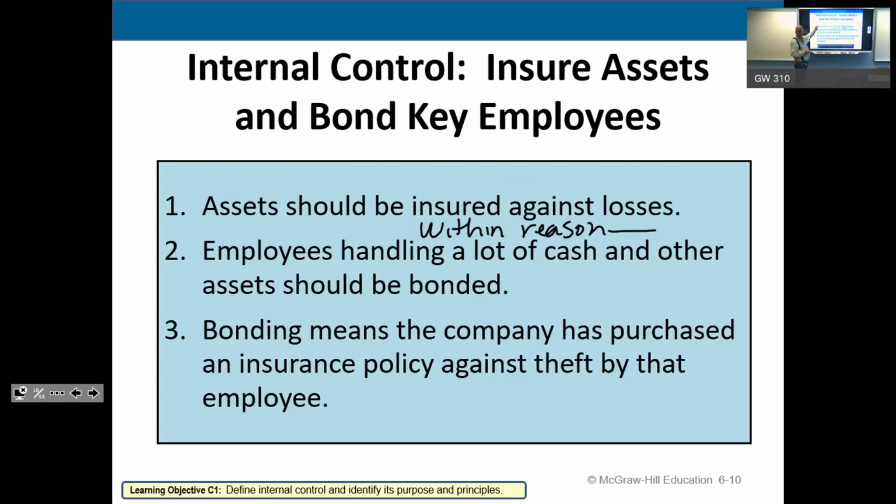Or should we build, like I built a gun room that's got steel sides and stuff like that, and it's fireproof. And we keep all our other assets in there. Employees handling a lot of cash and other assets should be bonded. They should be insured. Background checks, right? Background checks, that kind of stuff. Purchase against theft, right?